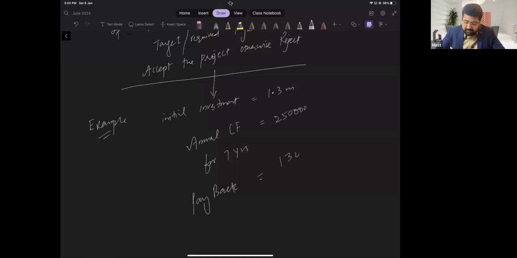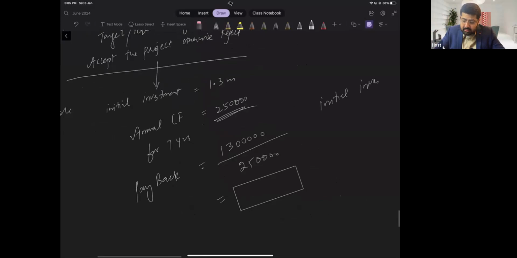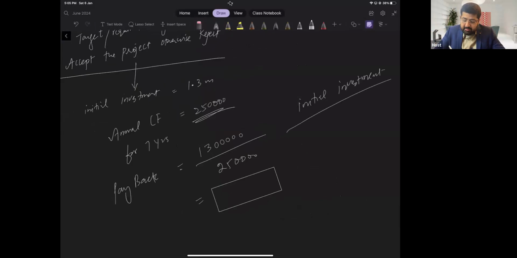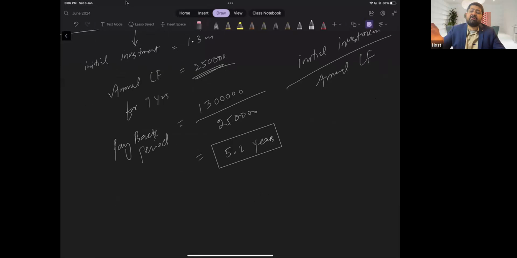So 1.3 million is the total amount required. 250,000 is annually received. In how many years will the investment be totally recovered? When annual cash flow is the same, it is very easy. What we did: initial investment divided by annual cash flow. So that is the payback period. Very easy to calculate. Can you tell me the answer? 1.3 million divided by 250,000. 5.2 years it will take to recover this amount.